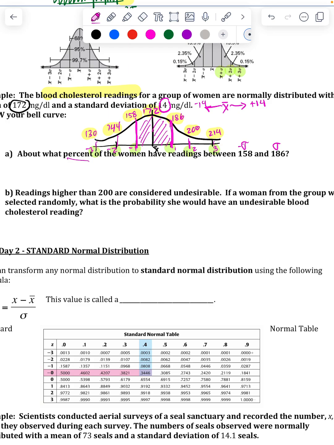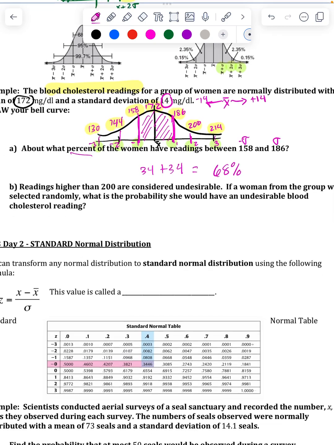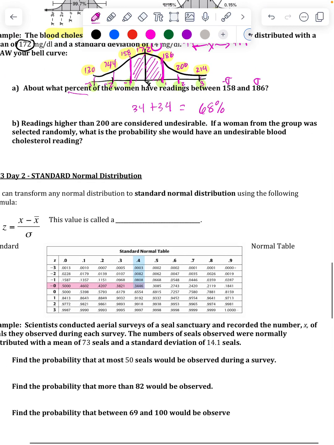So that's going to be that middle part where it's 34 here plus 34 here. And that's going to land me at 68%. Then it says readings higher than 200. So they're saying, hey, what's the probability that it's higher than 200? Are considered undesirable.